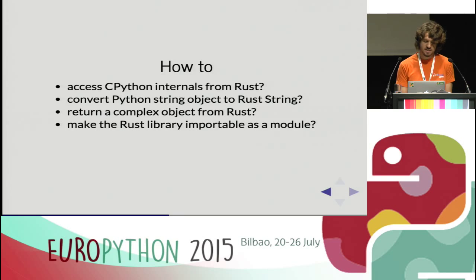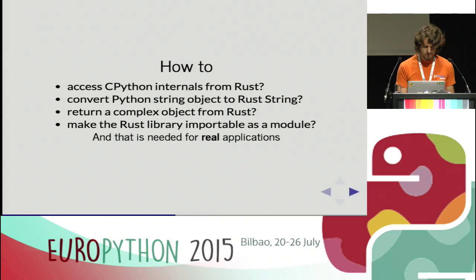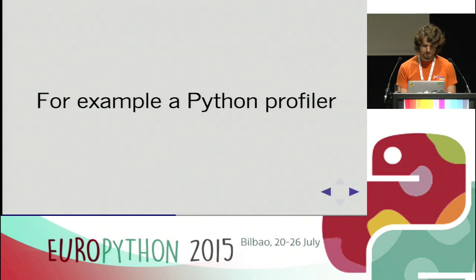What if I want to access CPython internals from Rust? What if I want to convert a Python string object to a Rust string? What if I want to return a complex object from Rust? What if I want to make a Rust library importable as a module in Python? And actually, that is what is needed in real applications. For example, a Python profiler.